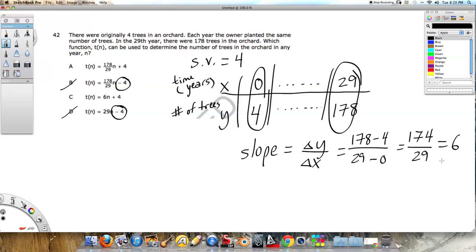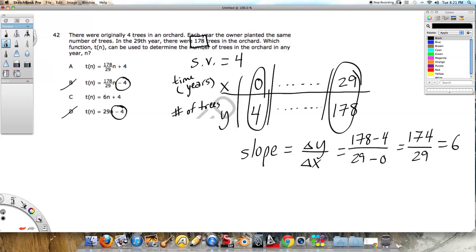That means on average, every time the x goes up by 1, that's what the slope is telling us. It tells you how much the y changes every time x changes by 1. So every 1 year, we are expecting on average 6 trees to grow. If you wanted to try this out, you could do 29 years times 6, which gives you 174. Add that to the 4 you started with.